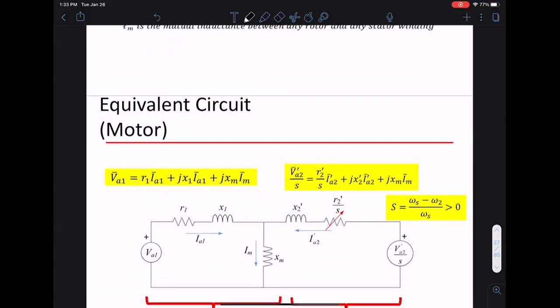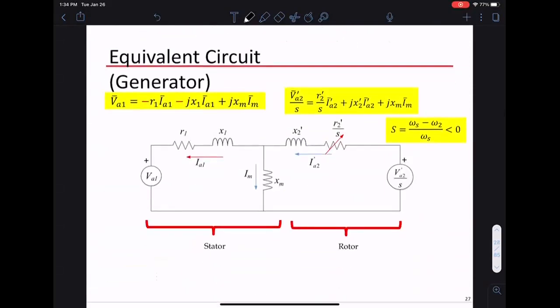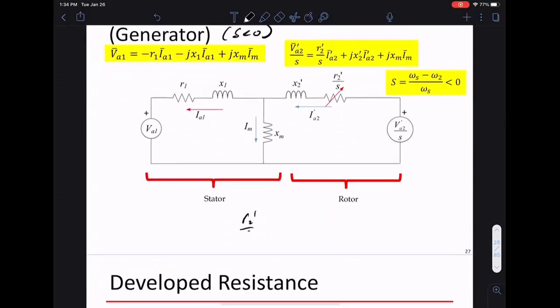And this is the motor. It's a motor because S is larger than 0, so the resistance here is positive. To get the generator, everything stays the same, but the slip is negative. So if you look at R2 prime over S, for example, this is negative. So we have a negative resistance.